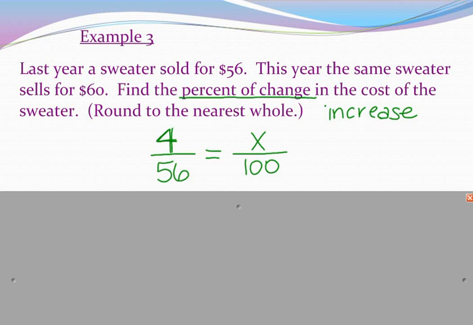We're going to cross multiply and divide, and you end up with 7.142857. Well, it keeps going. We need to take this and round it to the nearest whole, because that's what it says. So this is going to be 7%.